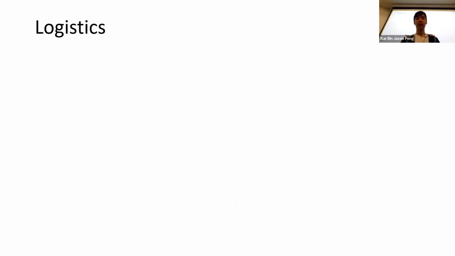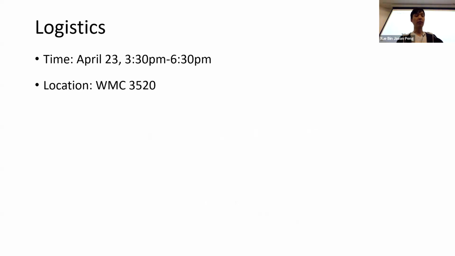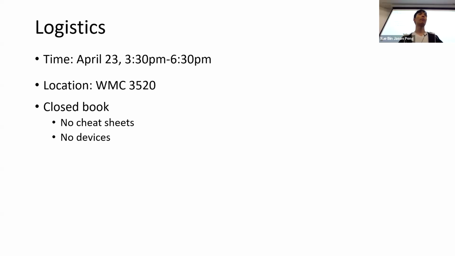Good. The final exam is going to be on April 23rd, 3:30 to 6:30. It's going to be held in WMC 3520. For the purposes of this exam, it's going to be completely closed book, which means no cheat sheets, no devices. You shouldn't need calculators. All you should need is a pencil and a pen. There will be no complex calculations. Any calculation that will be involved can be done fairly quickly with just a pen or pencil.